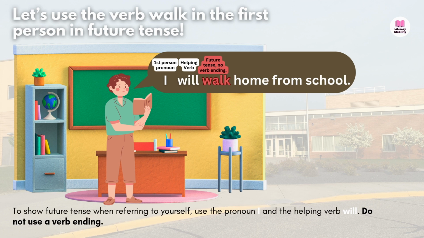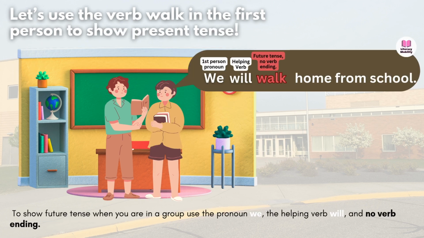Let's use the verb walk in the first person and future tense. I will walk home from school. To show future tense when referring to yourself, use the pronoun I and the helping verb will. Do not use a verb ending.